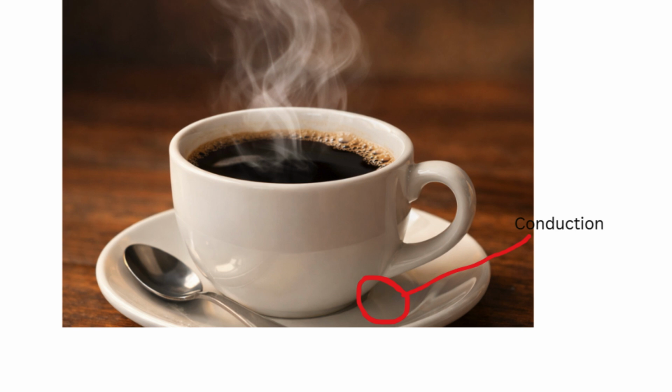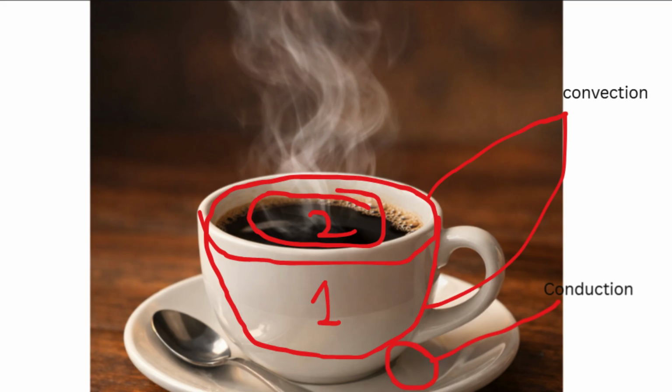Now, coming to our main focus, that is convection. Like I just explained a bit earlier, the coffee is transferring heat to the cup. Both are of different mediums, and the coffee is also transferring heat to the atmosphere above it. That is also two different mediums. Hence, it is convection. That is the only difference between convection and conduction. Now let's understand convection in a bit better way as it is our main focus.